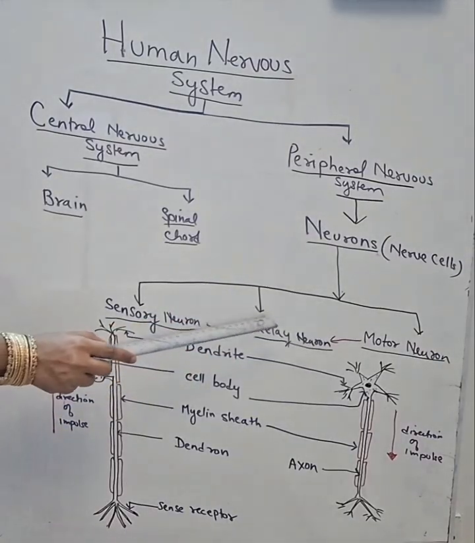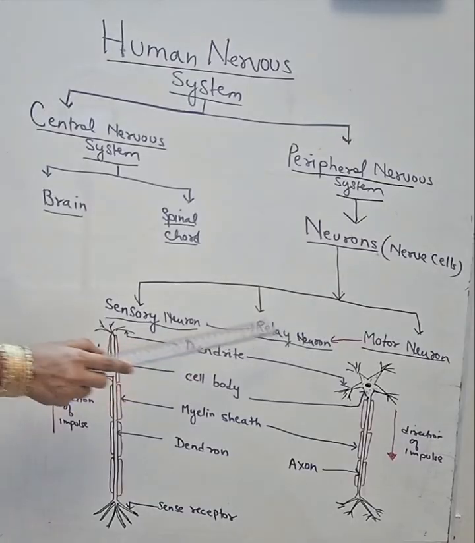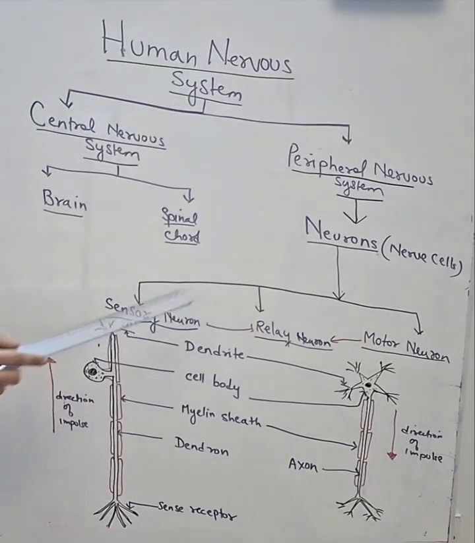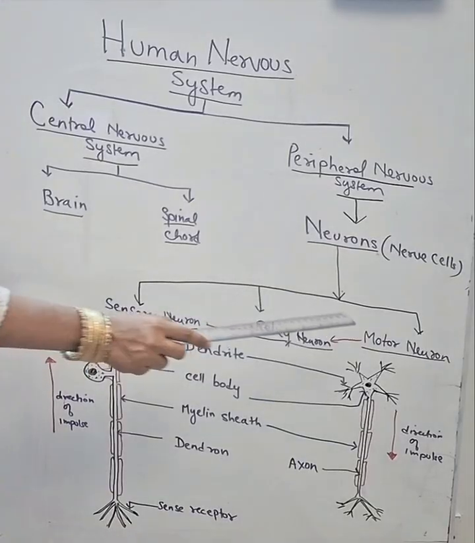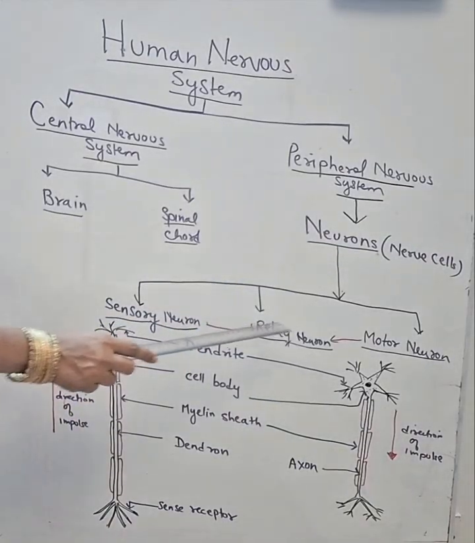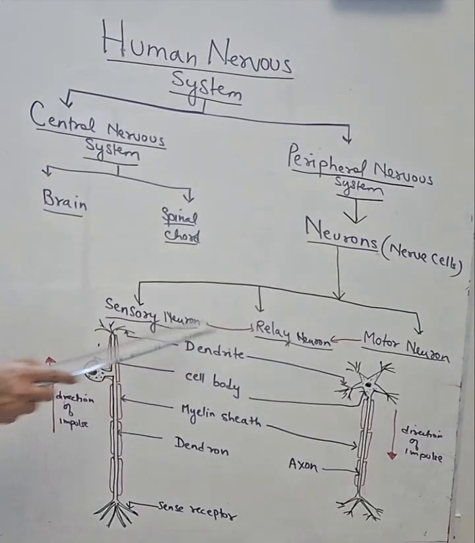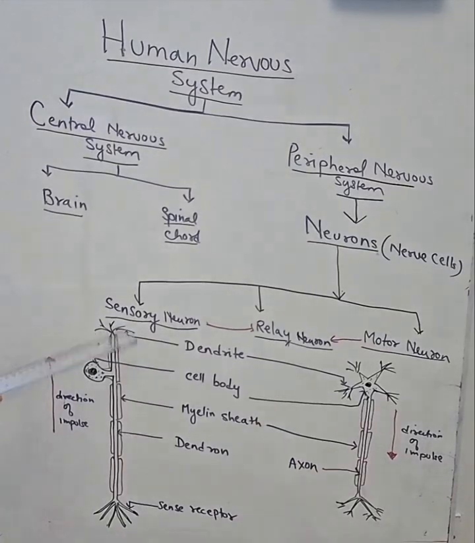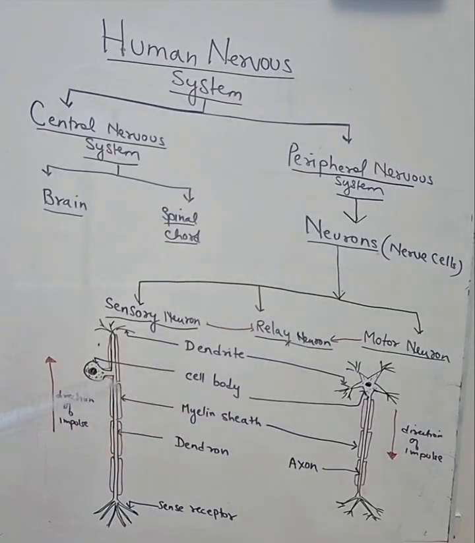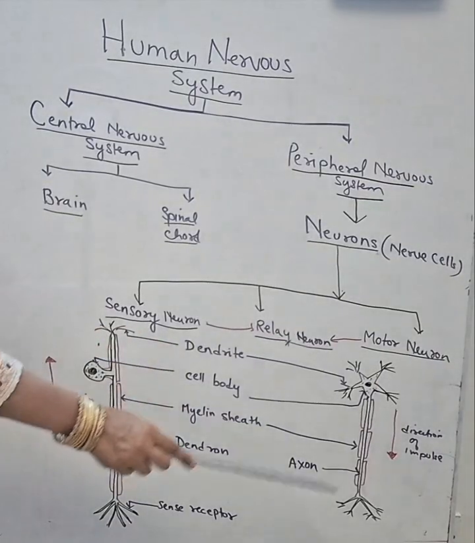First, I will make you understand the relay neuron. A relay neuron is the neuron which transmits the impulse from the sensory neuron to the motor neuron. Means you can understand that the relay neuron connects the sensory neuron to the motor neuron. Now you understand the sensory neuron and motor neuron from the diagram. The sensory neuron looks like this and the motor neuron looks like this.